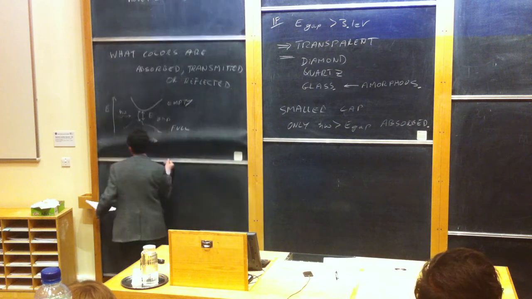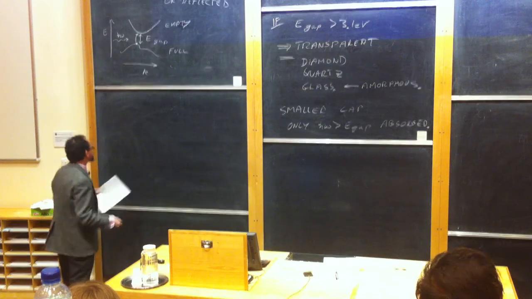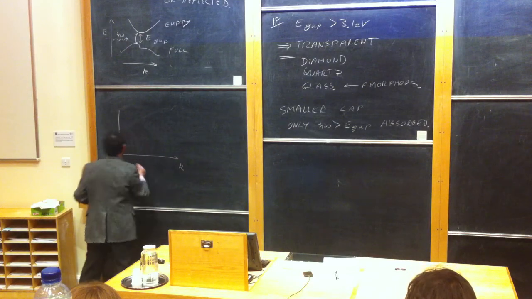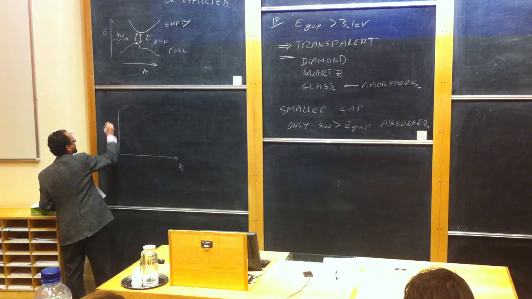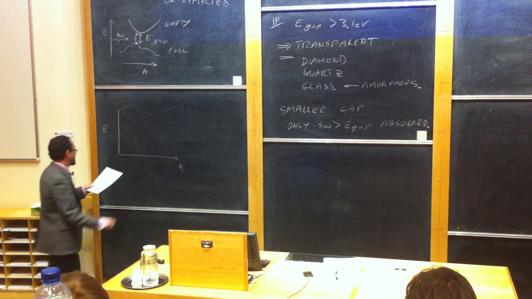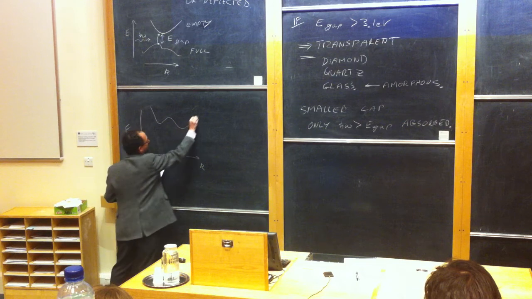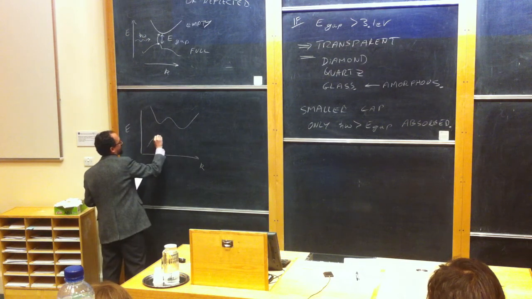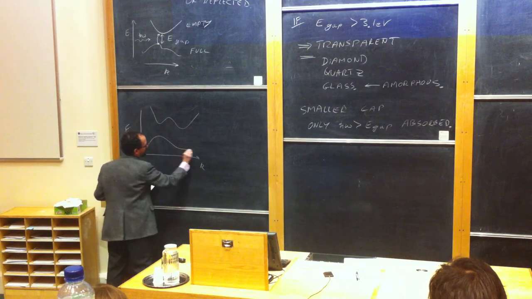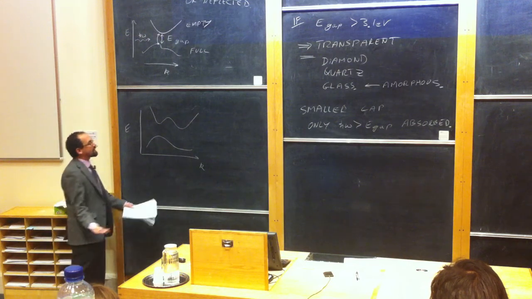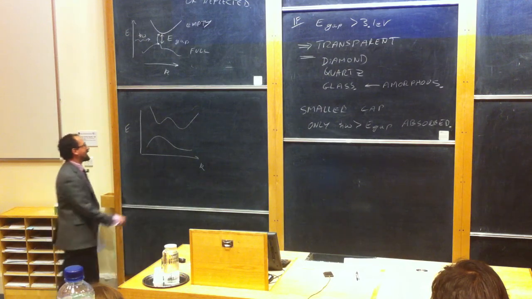Now, there can be some complications with this simple picture. Actually, there can be a lot of complications to this simple picture. So let me draw another band diagram here. Let's imagine we have our conduction band that looks like this, and a valence band that looks like this. This is part of the Brillouin zone I'm drawing here. And you see that there are two different types of gaps we can have here.